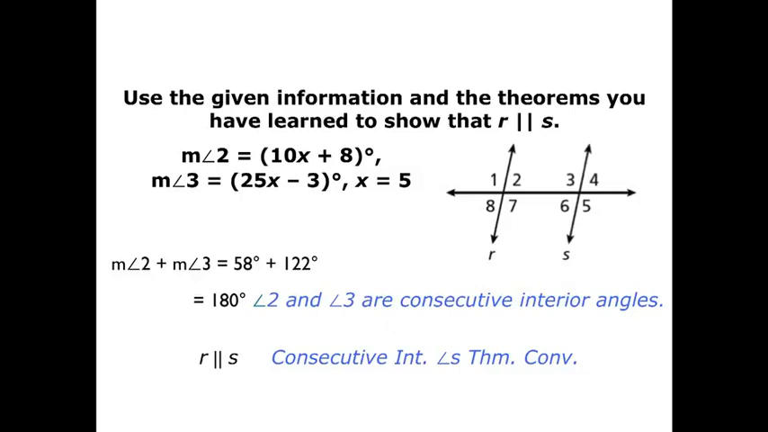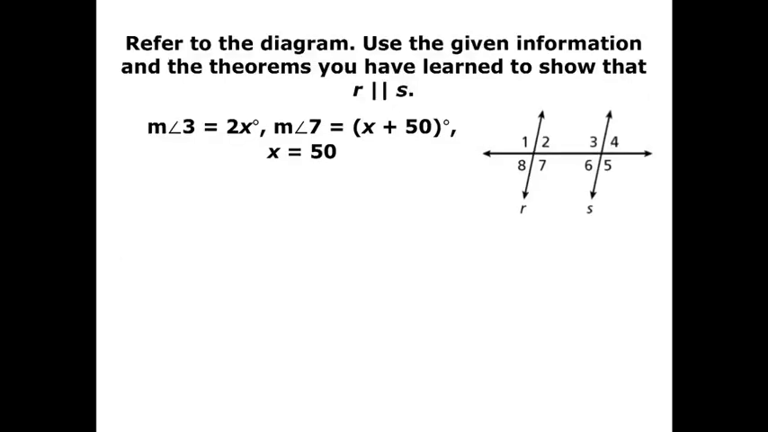Again, pause if you need to. Here we're going to show that these two lines are parallel with angles 3 and 7. So identifying the angles, 3 here, 7 here. If these two lines are going to be parallel, R and S, again, identifying the angles, these two angles are in the interior between R and S, and they are on opposite sides of the transversal. 3 is above the transversal, 7 is below the transversal. These are alternate interior angles.